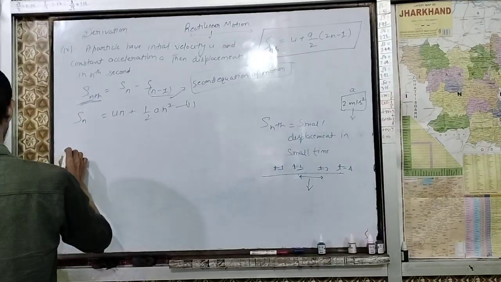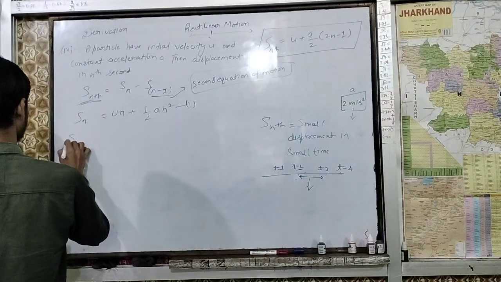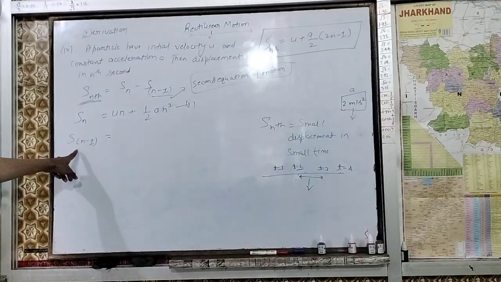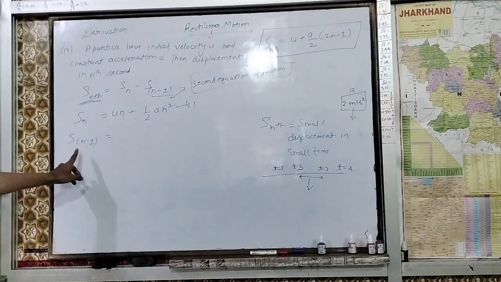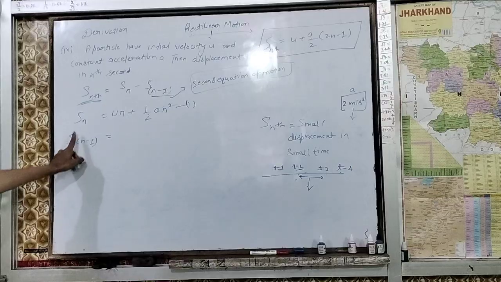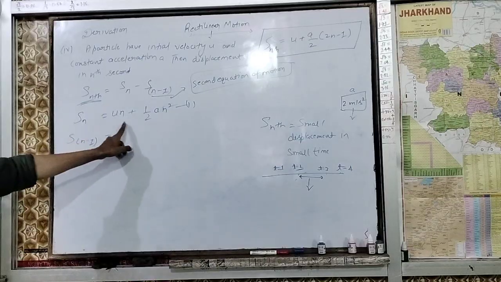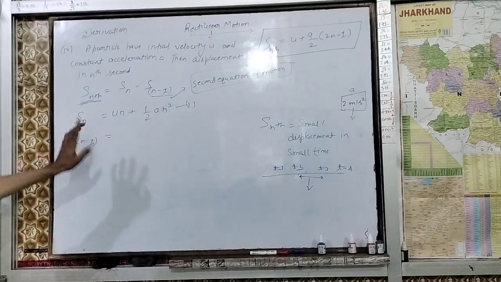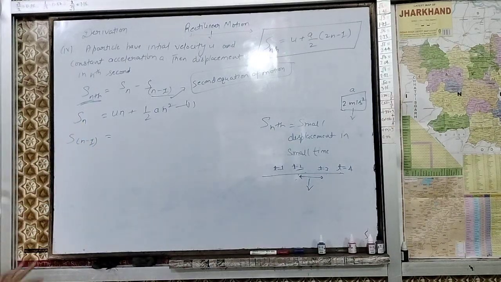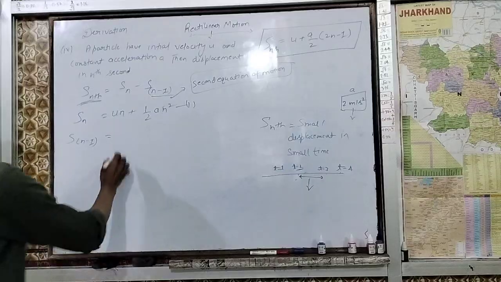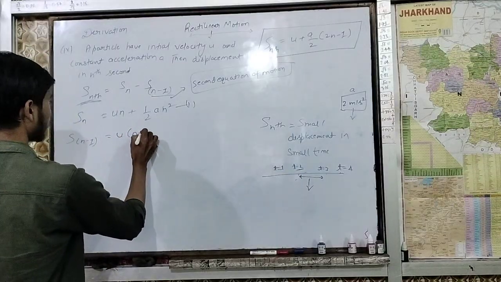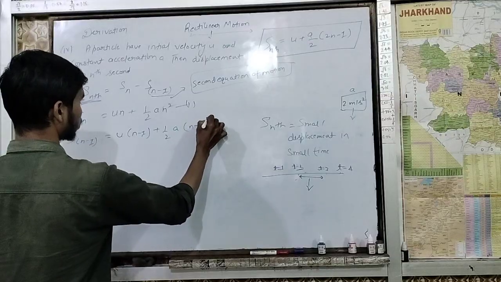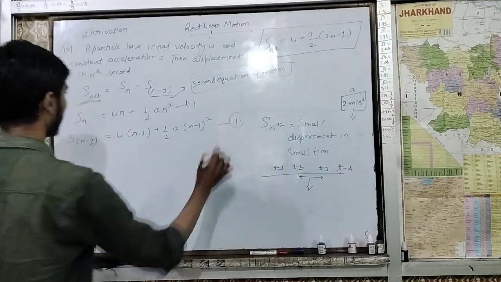But what about Sn minus 1? Now, in place of t, we are going to put n minus 1. This is the time of the displacement. So in the first equation, just put the value for t as n, and in this one you have to put the value for t as n minus 1. So u will be u(n minus 1) plus half a (n minus 1) raised to power 2. This is our second equation.